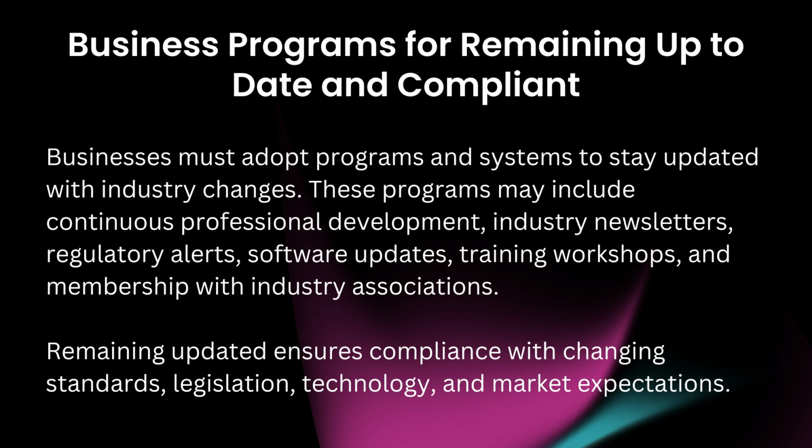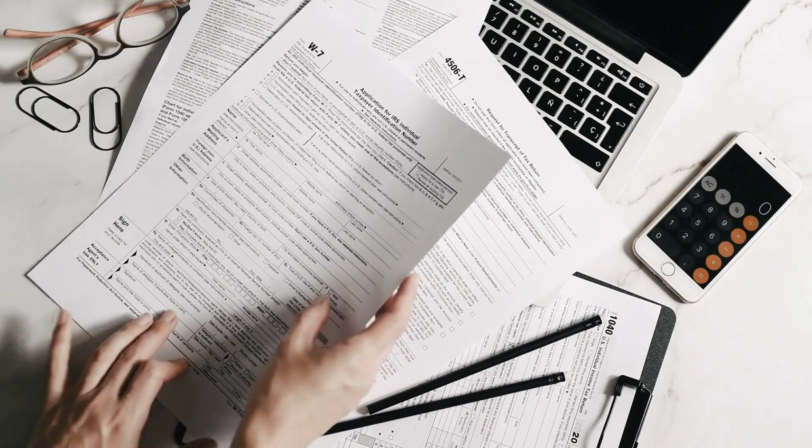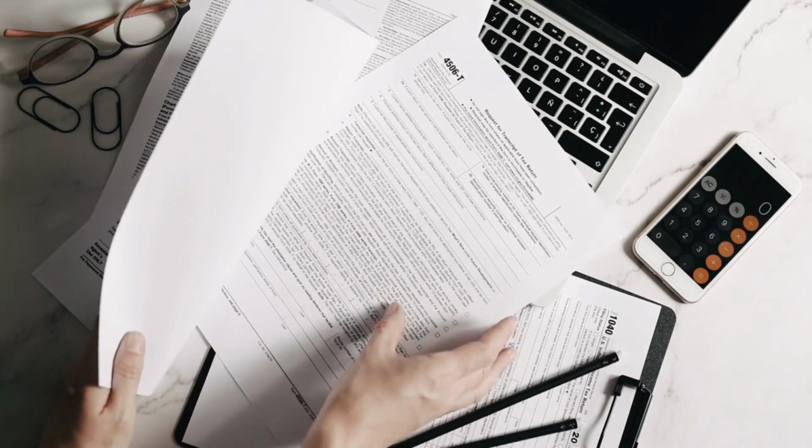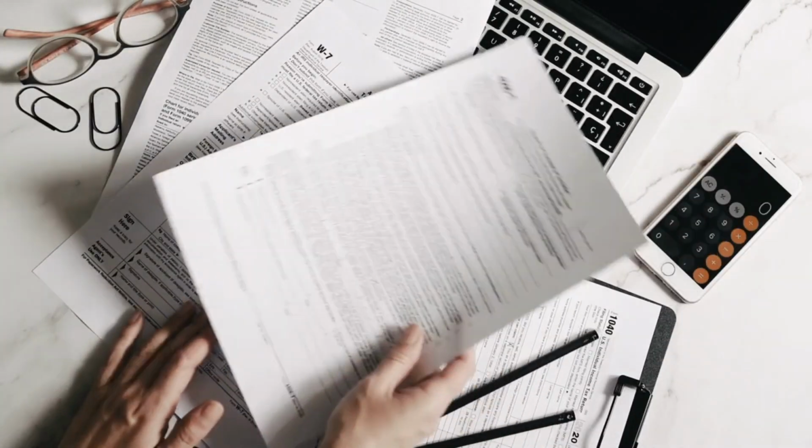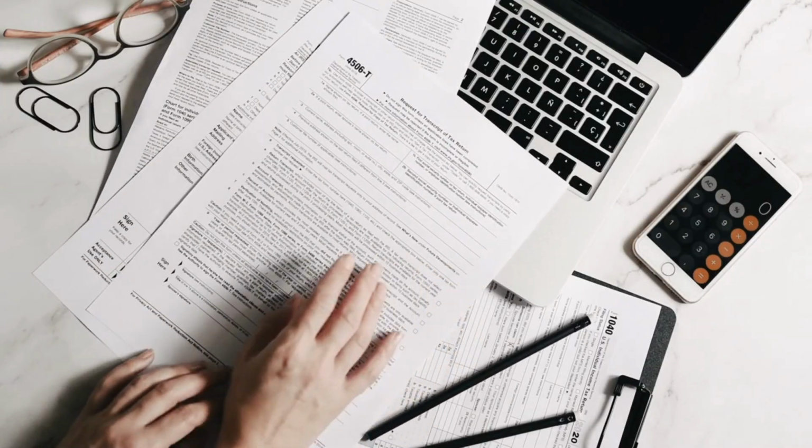Business programs for remaining up-to-date and compliant. Businesses must adopt programs and systems to stay updated with industry changes. These programs may include continuous professional development, industry newsletters, regulatory alerts, software updates, training workshops, and membership with industry associations. Remaining updated ensures compliance with changing standards, legislation, technology, and market expectations.